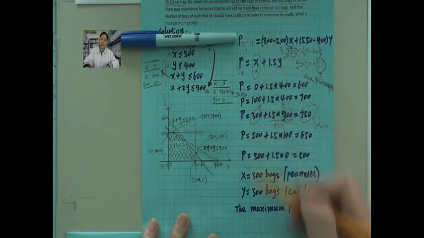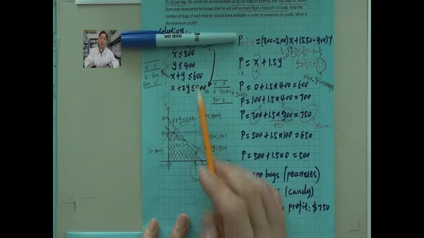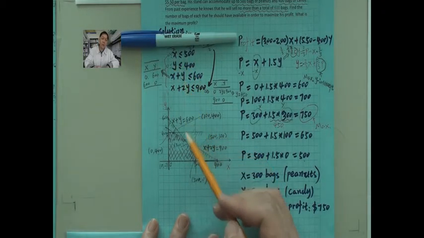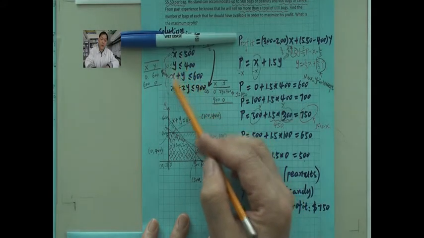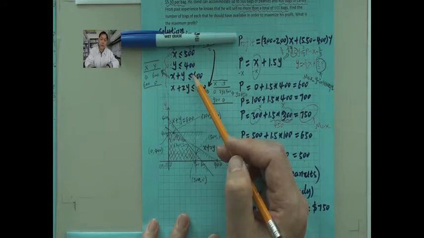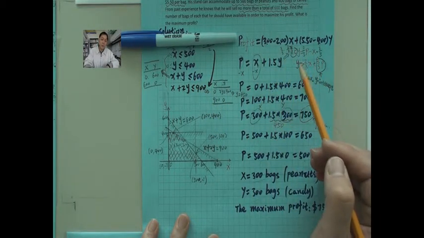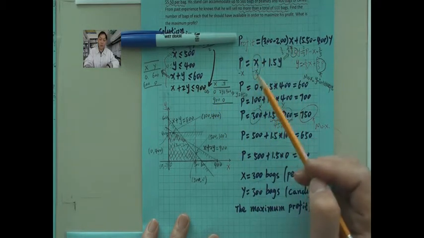So we are done with the second step, and we have found the number of bags for X and number of bags for Y and the maximum profit. Okay, so only in two steps. Actually, step one, there are two things right here. One is to find out inequality, okay, and concurrently find out the profit. So we find out inequality system and equation first.